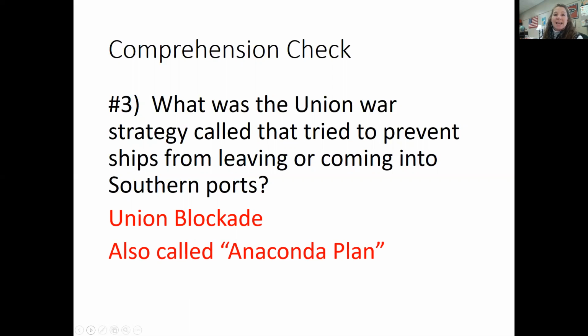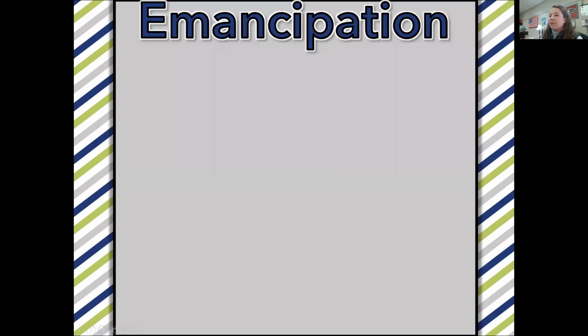You know how snakes, anacondas will surround their victim, and every time the victim takes a breath, it squeezes harder and harder, and eventually it suffocates it. And so that was another nickname for the Union blockade, that they're going to suffocate their enemy. It's going to take a long time, but slow and steady wins the race, I guess is what you could say.